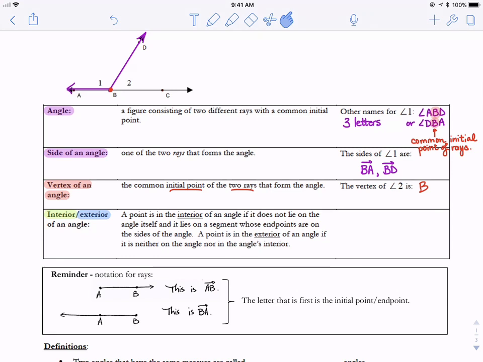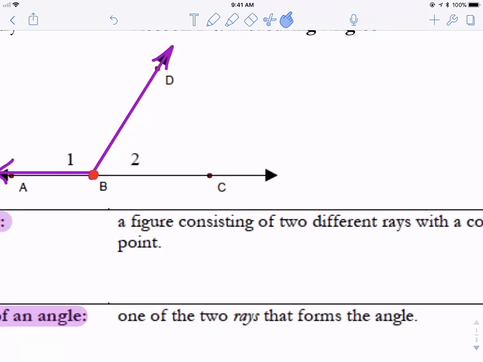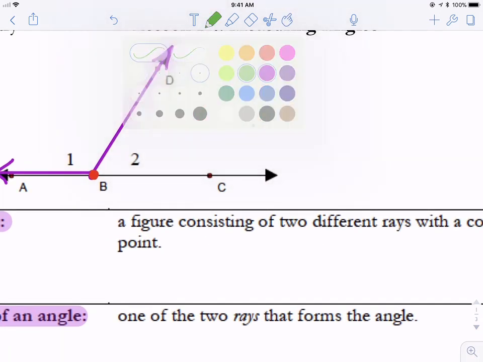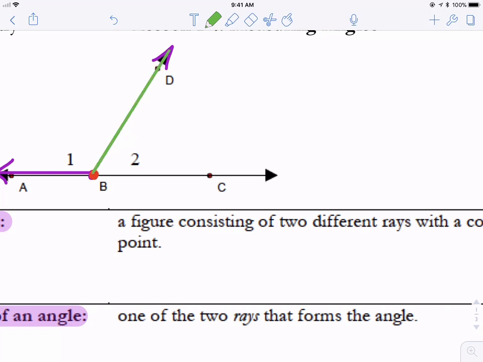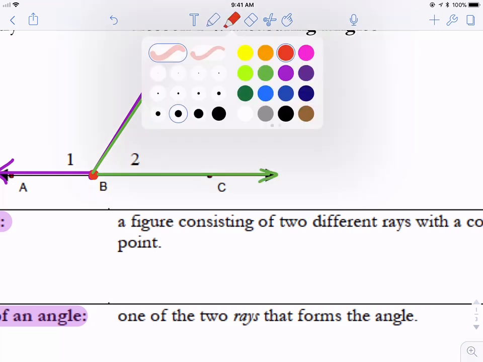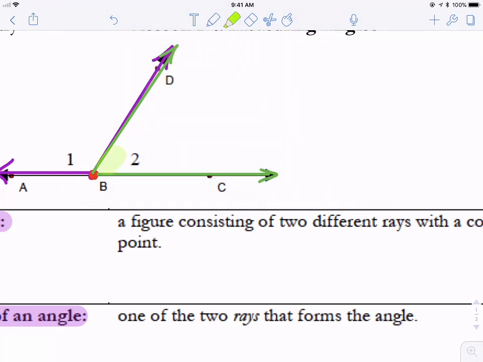Okay, and then interior, exterior. So let's say we're talking about the interior of angle 2. So angle 2 would be the angle formed by ray BD and ray BC. The interior is just like it sounds. It's the inside of the angle. So points in the interior of angle 2 would be all these points inside of here. And that would be an infinite region. So any of these points that are inside of here would be considered in the interior of angle 2.